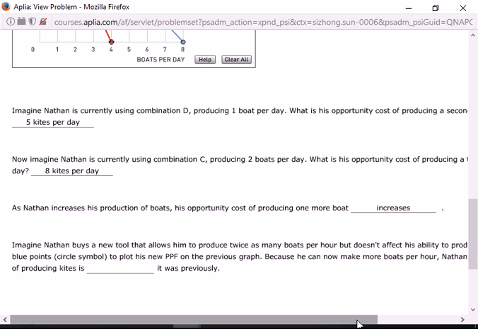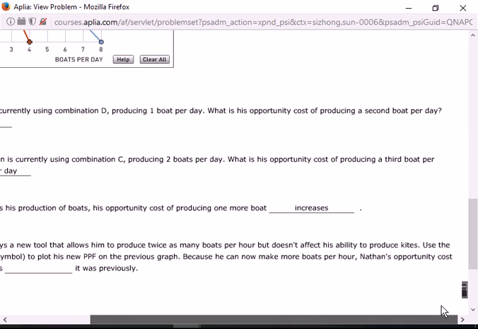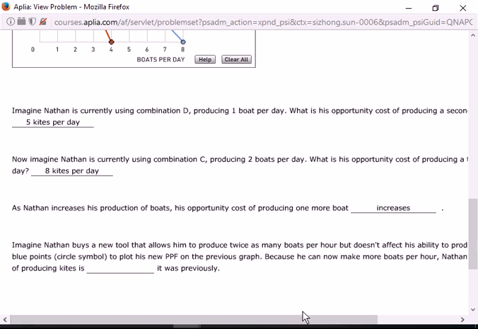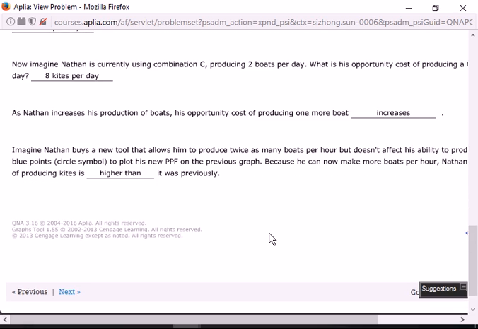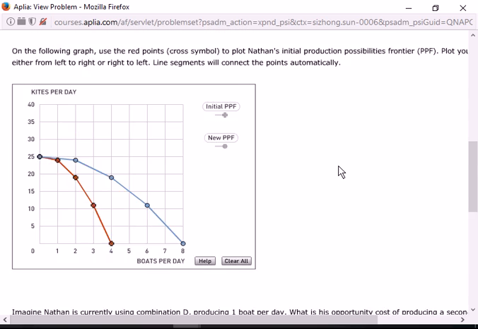Because Lansam can now make more boats per hour, the opportunity cost of producing kites must be higher than it was previously. Okay, so that's question 1. Let's move to question 2.